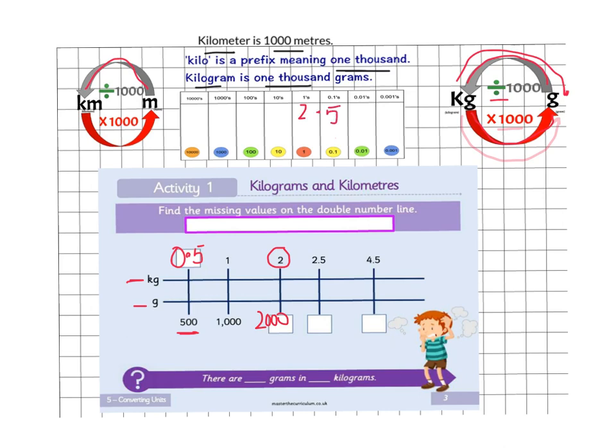Okay, 2.5 kilograms. So again, 2.5, you could use your place value board. To change kilograms into grams, we times by 1,000, so each digit moves 3 places to the left. 1, 2, 3, 1, 2, 3, and put our zeros in as place value holders. So we would have 2,500 grams. And then the last one, 4.5, exactly what we just did here, but we're going to change that into a 4. Each digit moves 3 places to the left when we multiply by 1,000. So our answer is 4,500 grams.